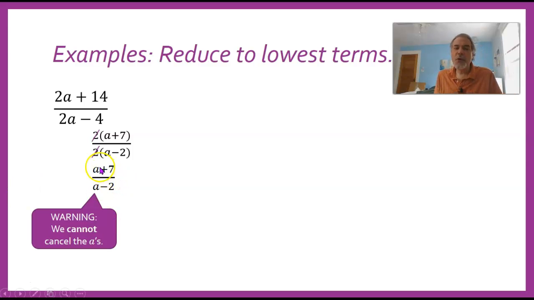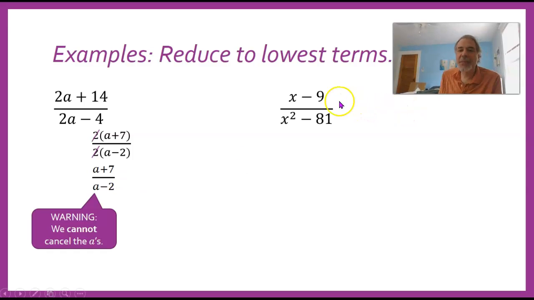No. If you were thinking about canceling those a's, we can't do that because the a's are not factors. It's not a times something else. So we wouldn't be dividing by a if we tried to cancel those. So we can only cancel common factors where the numerator and denominator are both that thing times something else. So this is in lowest terms. Our final answer is a plus 7 over a minus 2.